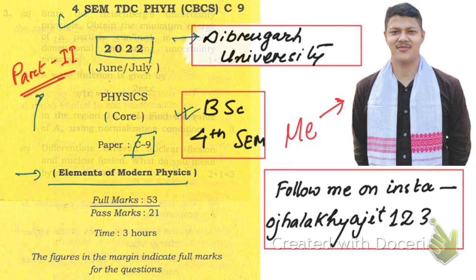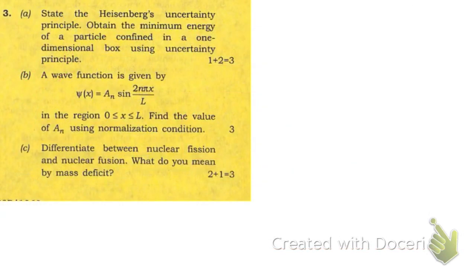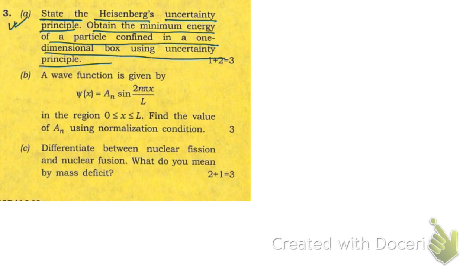So now let's start. We have already solved up to question number 2 in the first part. Link is in the description box. So let's start from 3a. Here you are asked to state the Heisenberg's uncertainty principle and obtain the minimum energy of a particle confined in a one-dimensional box using the uncertainty principle.